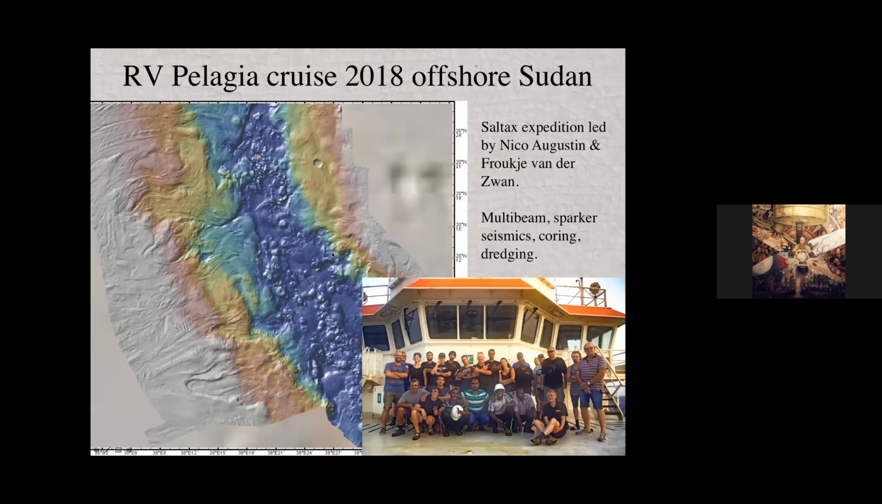So our work continues. This was a cruise led by Nico Augustin and Freuke van der Zwaan on the Pelagia, a lovely vessel. And we were mapping off Sudan. And again, you see the volcanic geomorphology of the axis with these cones with collapse pits, and this wonderful pattern of flowage into the axis. So here's Nico, he's slowly getting the whole of the Red Sea covered with multibeam through his cruises and collaborations.